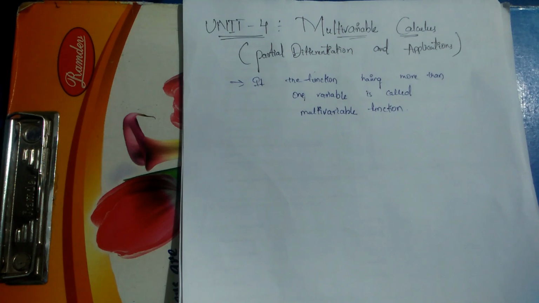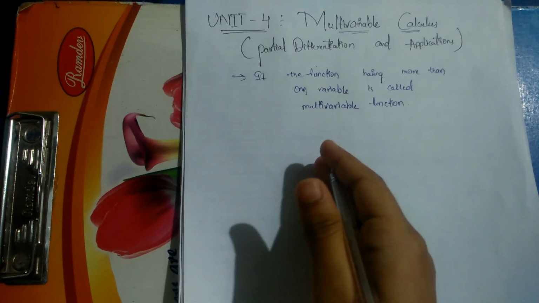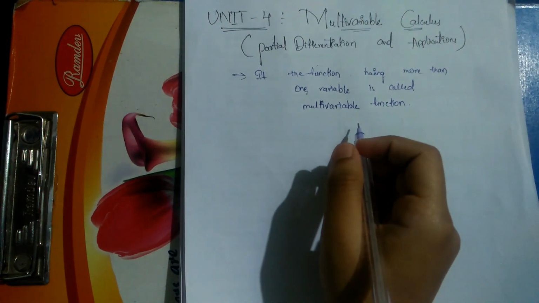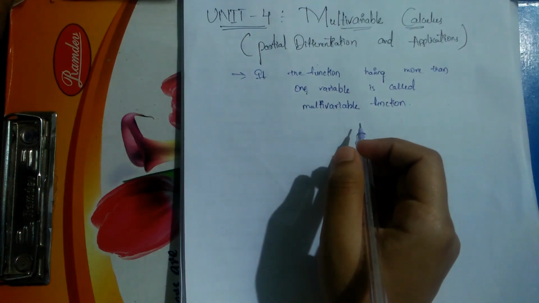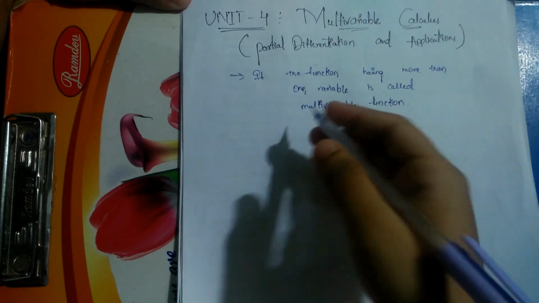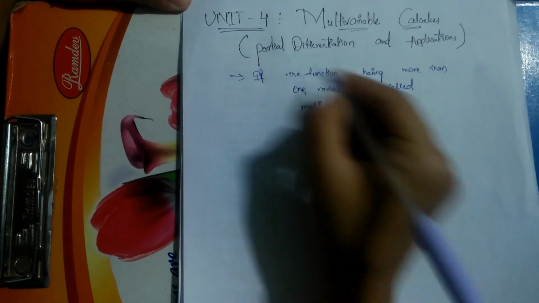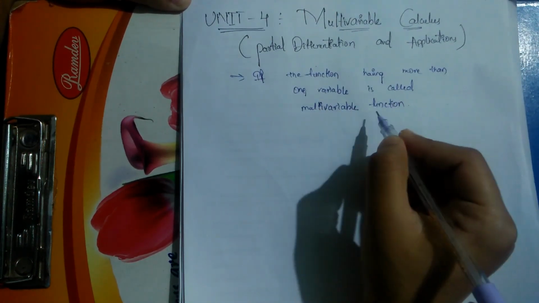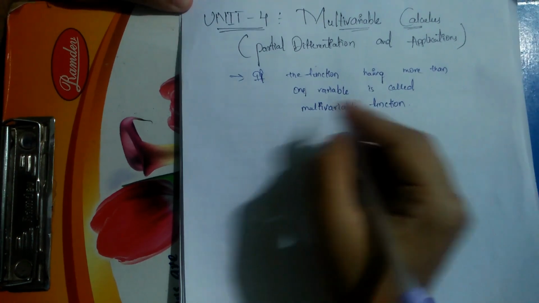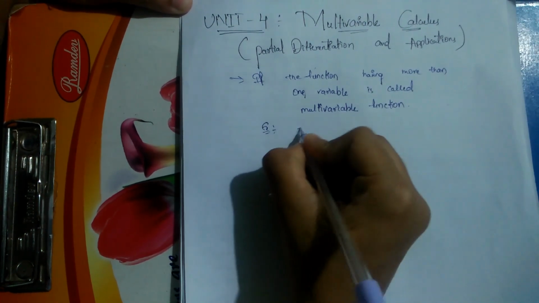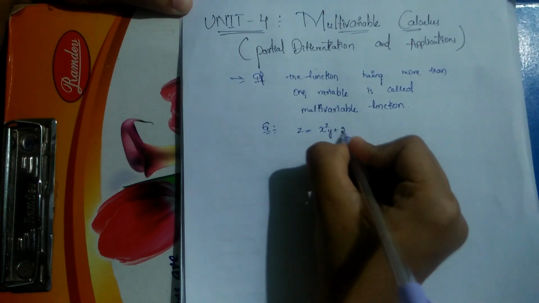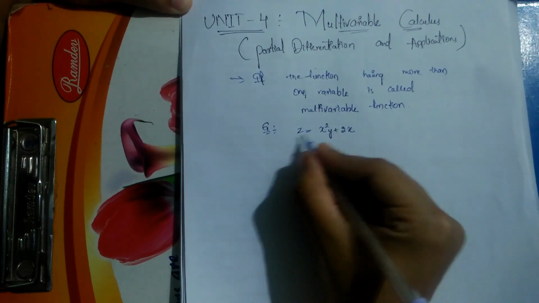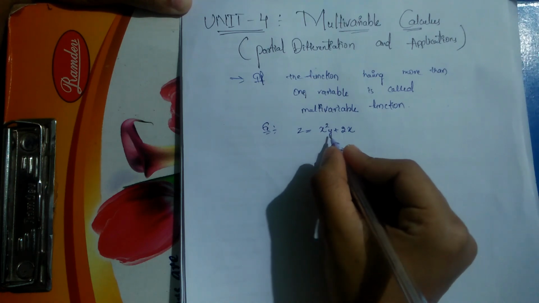Let's start a new chapter called Multivariable Calculus of Partial Differentiation and its Applications. First, we should understand what a multivariable function is. If a function has more than one variable, it is called a multivariable function. For example, z is a function of x square y plus 2x. So it is a function with variables x and y.